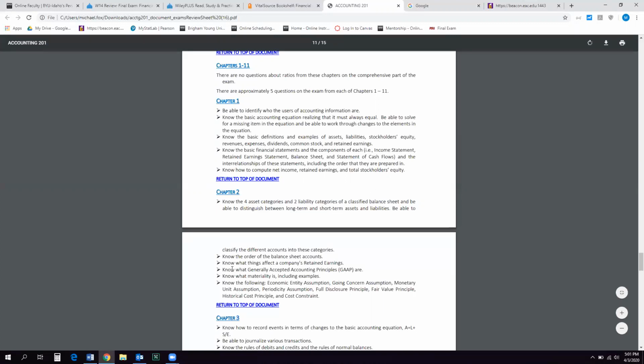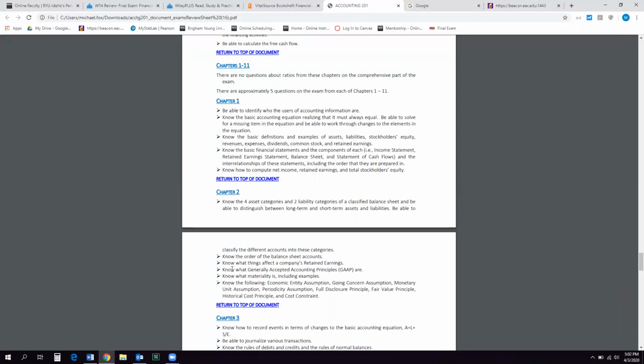All right, know what generally accepted accounting principles are, so GAAP. Those are just the accounting rules or principles that guide how we do accounting in the United States. We follow GAAP, as opposed to IFRS, International Financial Reporting Standards, which is what they follow in much of the rest of the world. There's not a huge difference between GAAP and IFRS, but there's some for sure.